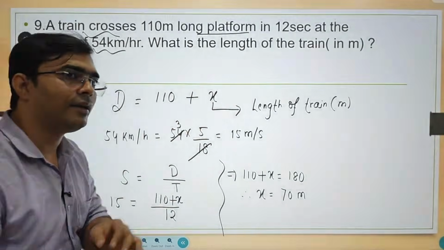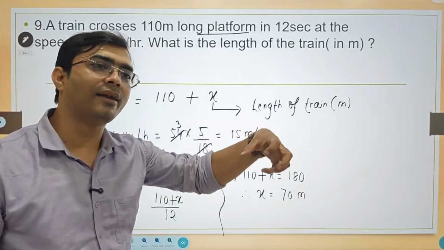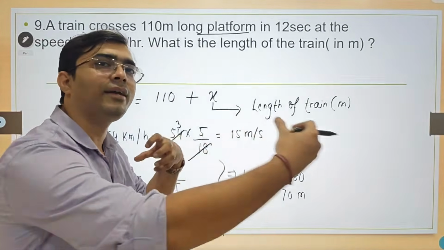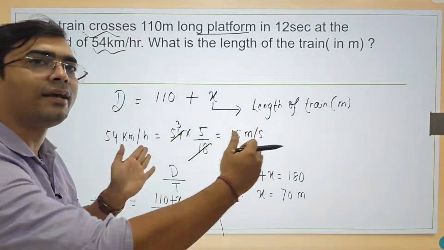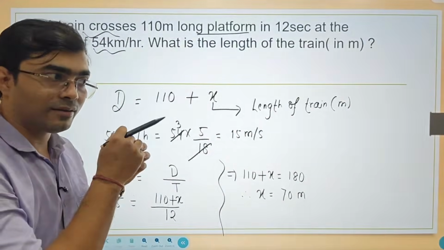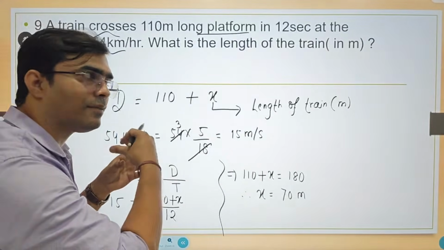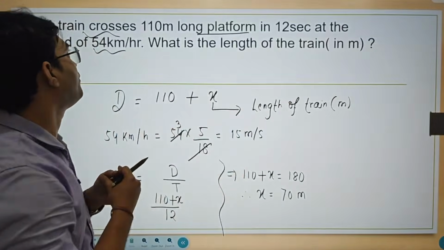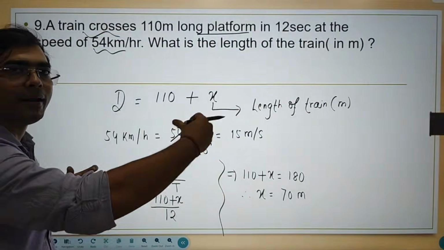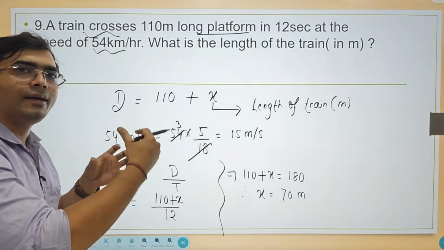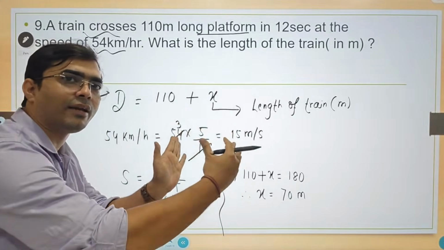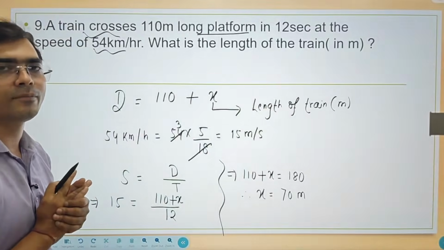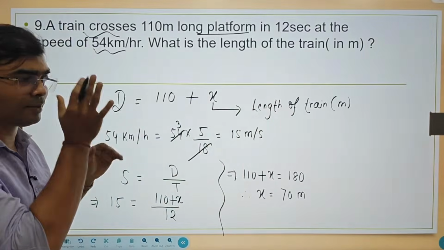What was the second one? If a train is crossing a man, that means the distance covered by the train will be equal to the length of the train. But if the train passes a platform, or if the train crosses a platform, then what can we say? The distance traveled by the train will be equal to the length of the train plus the length of the platform. Right? With the help of that, we have done some problems.